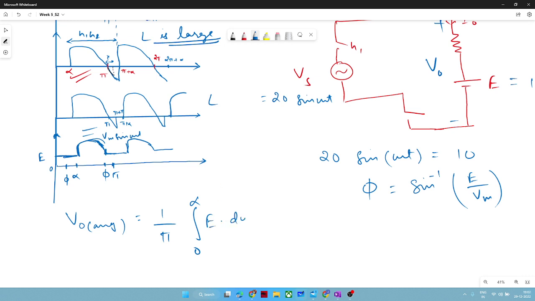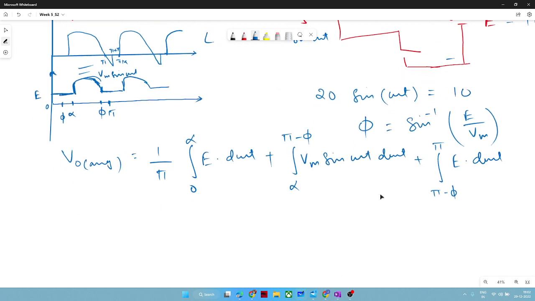Okay. So from 0 to alpha, the value of V naught is E into d omega t, plus alpha to pi minus phi. Here from alpha to pi minus phi. Do not confuse it with pi minus alpha, okay? Because once you triggered the switch at alpha, it will conduct till pi, at least in that zone it will be biased towards pi. But here phi is in the picture, so it will conduct till only pi minus phi. So Vm sine omega t d omega t, and again from pi minus phi to pi, it will be E into d omega t. So this is the expression you can derive from the waveform.